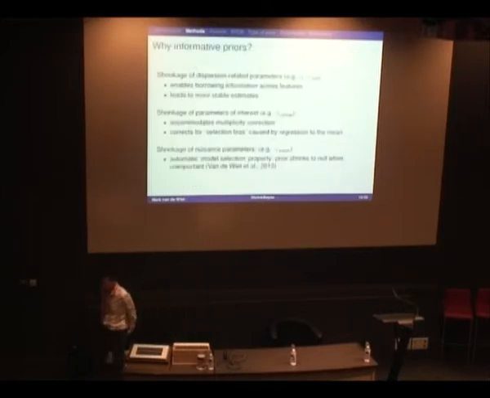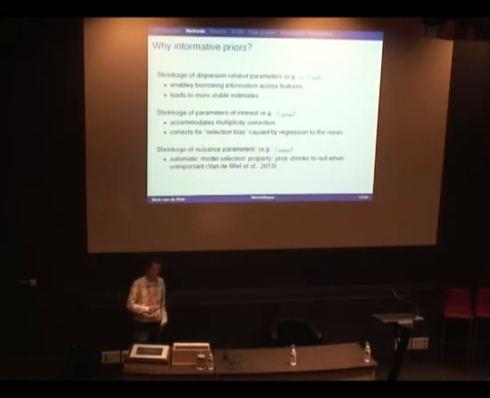So why informative prior? There are many reasons for that, and I could give a whole talk on any of these reasons, I guess. So informative prior implies shrinkage. And shrinkage of dispersion related parameters, that's agreed upon in the community as useful, because these are typically parameters that are difficult to estimate, even if your sample size is small. So you really want to borrow information across the features, the usual thing that people say, and that leads to more stable estimates.